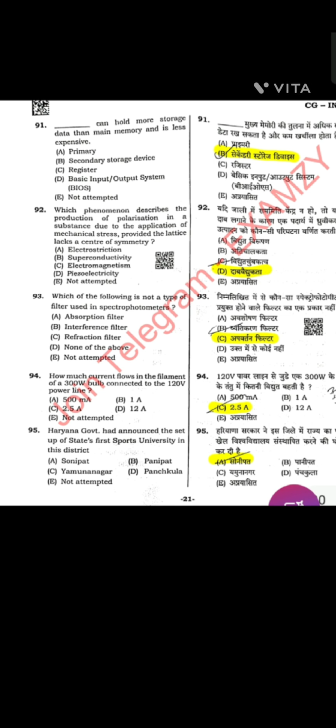A secondary storage device can hold more data than main memory and is less expensive. Okay, secondary storage डिवाइस मैन मेमोरी में अधिक डेटा रख सकती है और सस्ता भी होता है. सोनीपत में हरियाणा की पहली स्पोर्ट यूनिवर्सिटी बन रही है.